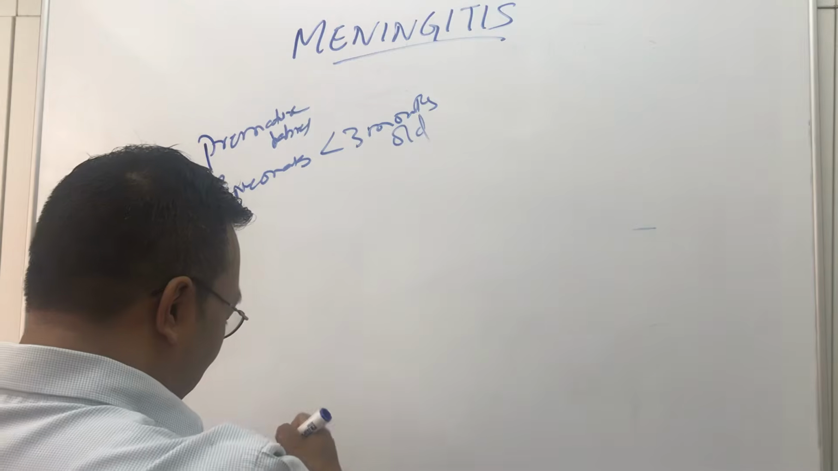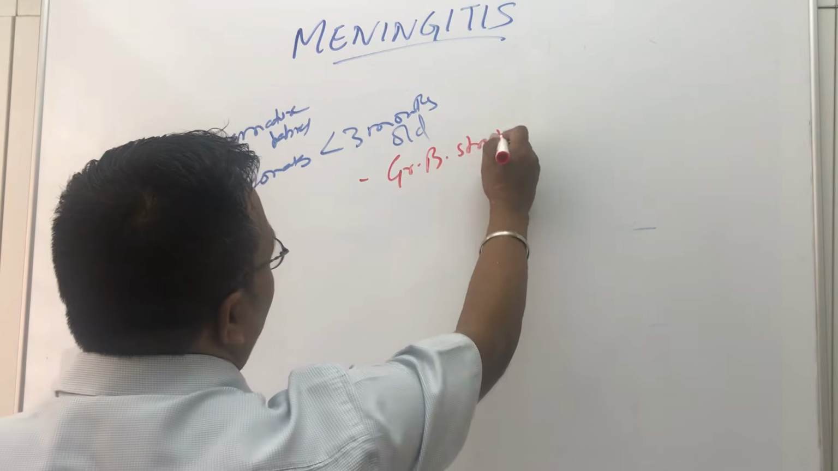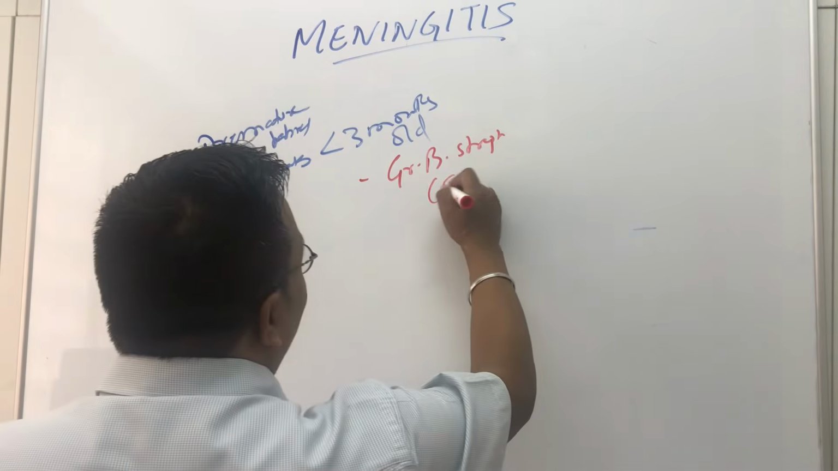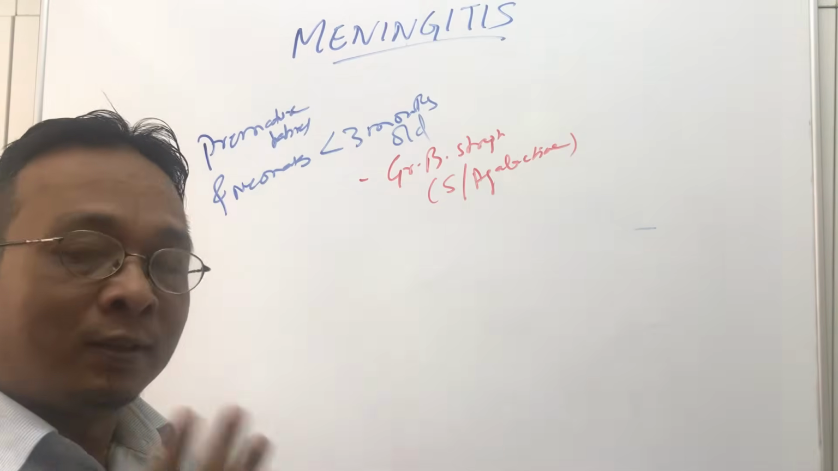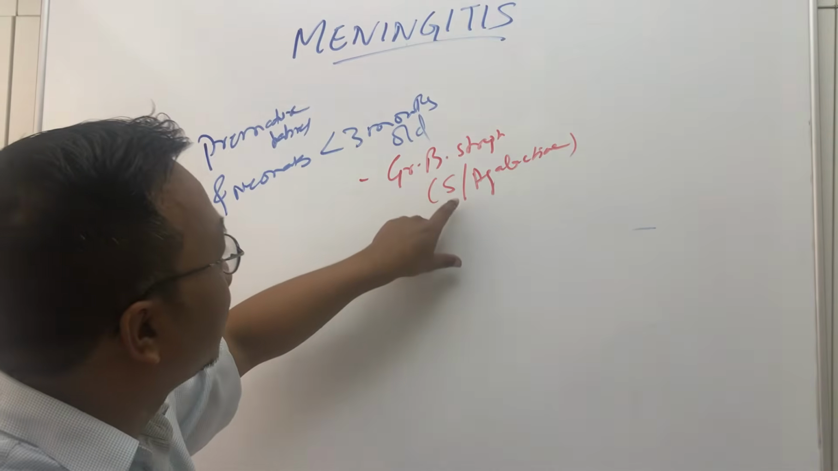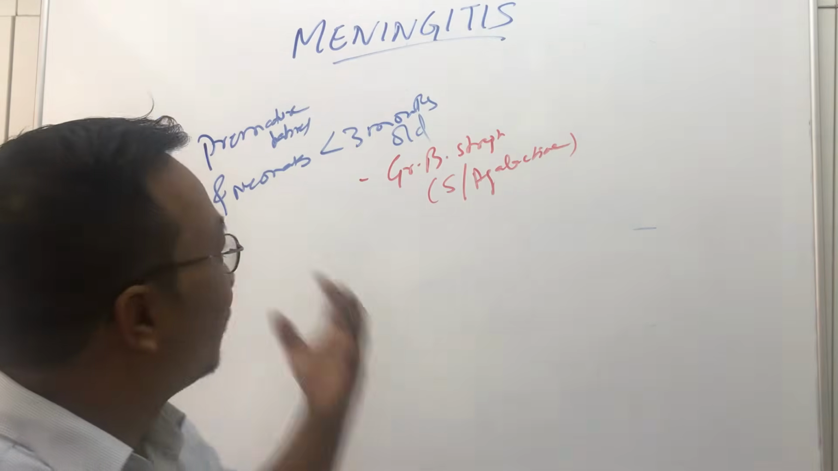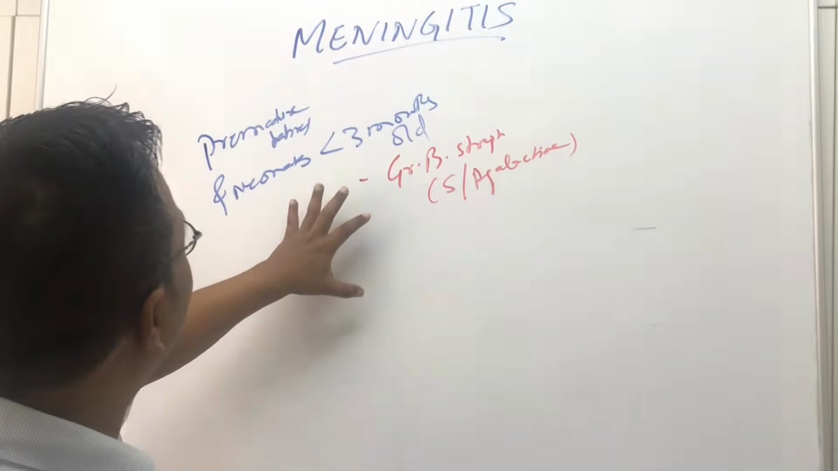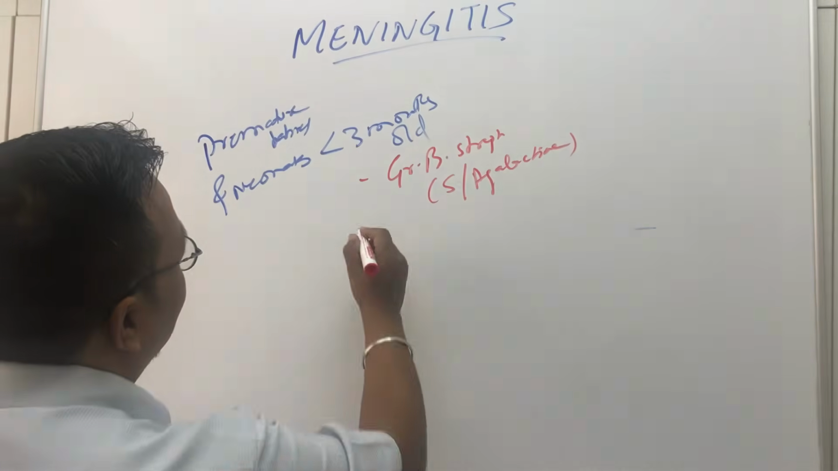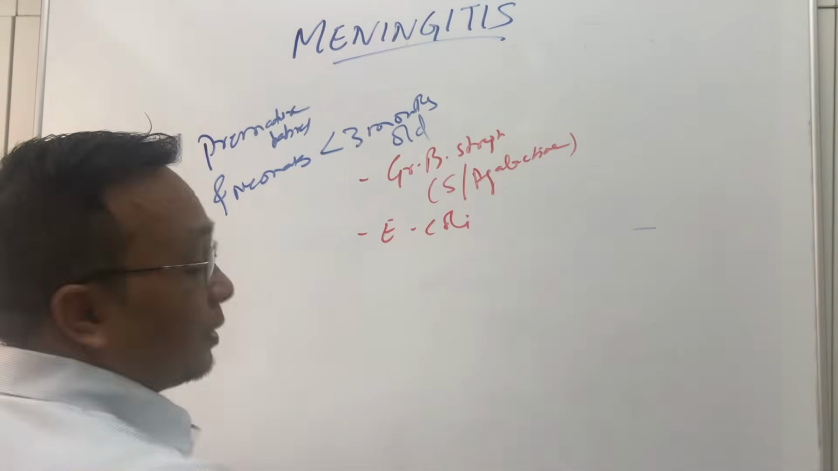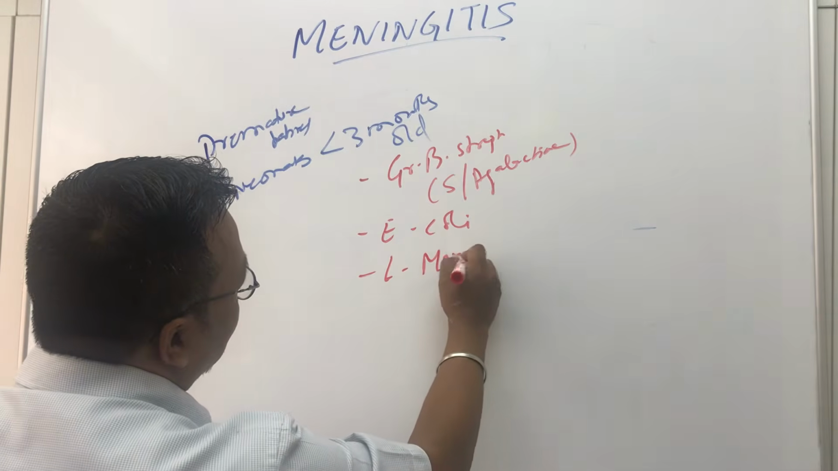Here it is group B streptococcus, or Streptococcus agalactiae. Now why is it common? Because group B streptococcus is normally present in the vagina. So when there is a vaginal delivery, it is very likely that the baby can get this contamination. Plus there is E. coli, which is present in the digestive system. Plus there is Listeria monocytogenes.